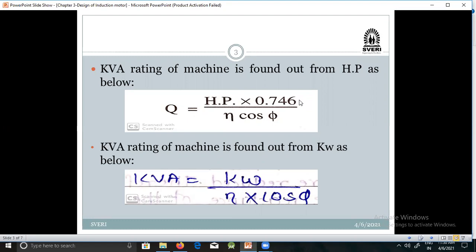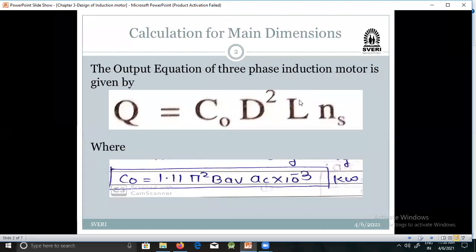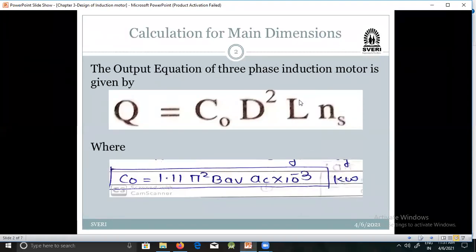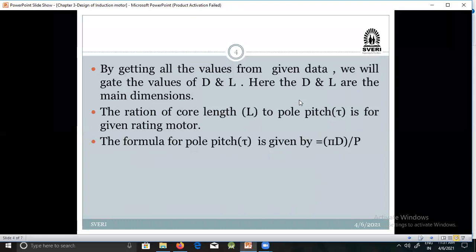Using these we found the values, then we will get the value of Q. We have the value of C0, and we have the value of ns, which is already given in the examination, which is nothing but the speed. Then we will get the value of d square L equal to some constant, but in the example another ratio is given, which is L by tau.